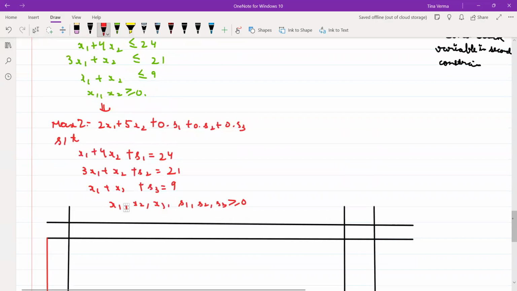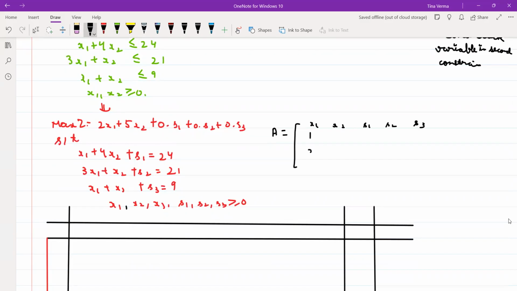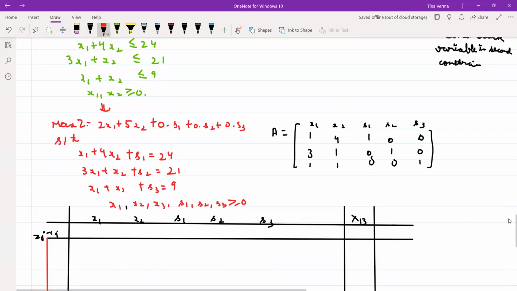So when you will write its A matrix, what will be my A matrix? That is the coefficients of x1, x2, s1, s2 and s3. So this is my 1, 4, 1, 0, 0, 3, 1, 0, 1, 0, 1, 1, 0, 0, 1, right? So this is my matrix. Here I'll write my x1, x2, s1, s2, s3. This is my xb and this is my zj minus cj. The one thing which is given to me, I have to take the variables as x2, s2 and x1. Is it clear?